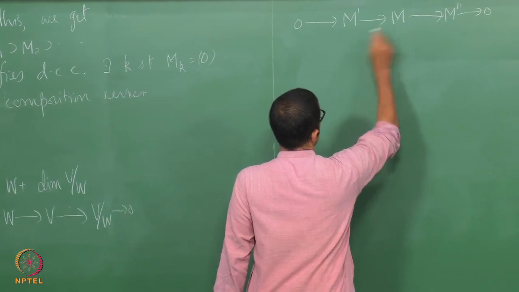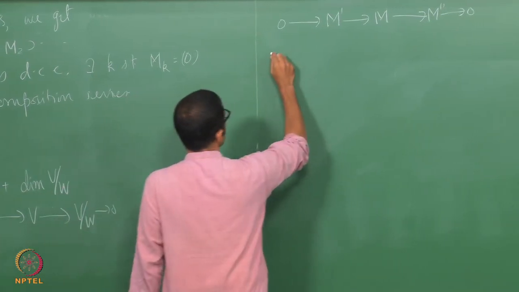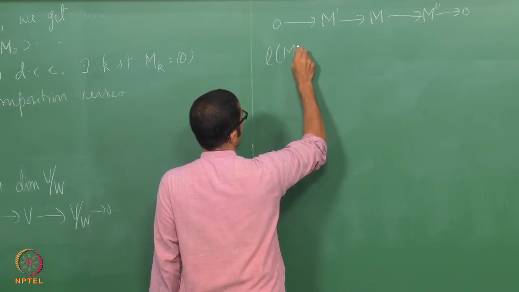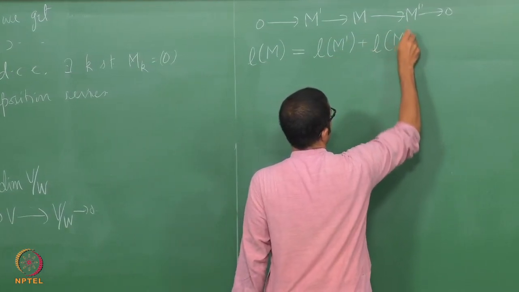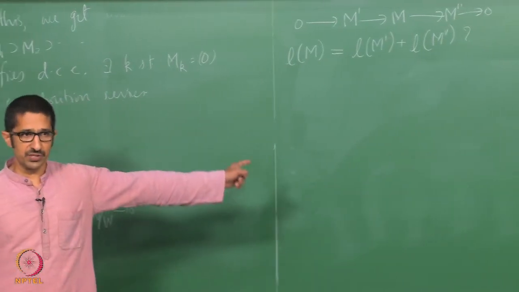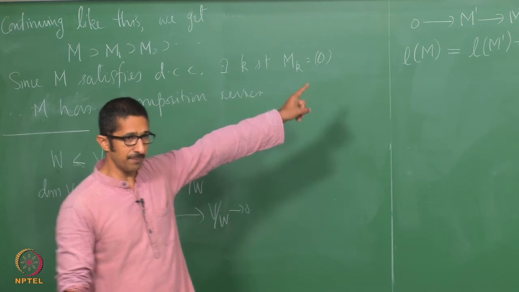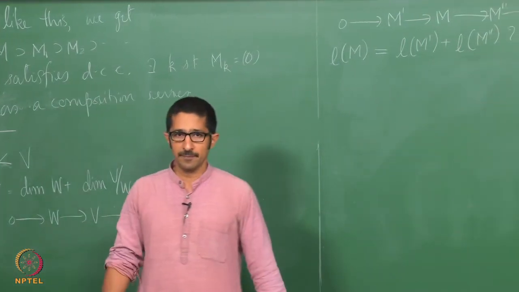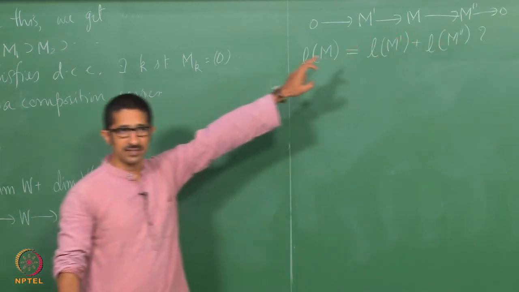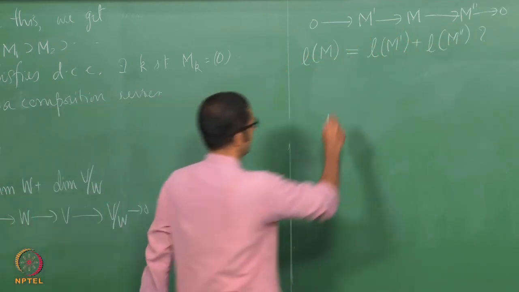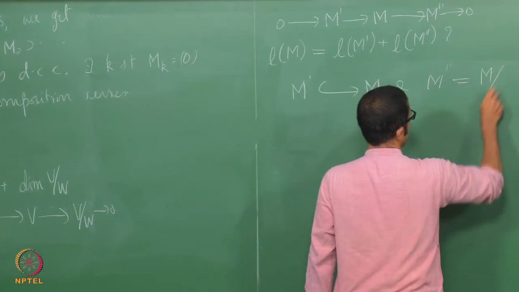Now, I want to say, is it true that length of M is equal to length of M prime plus length of M double prime? I only have to produce one composition series of M with length equal to this plus this. Can you think of one? Here you can think of M prime as a submodule of M and M double prime as M mod M prime.